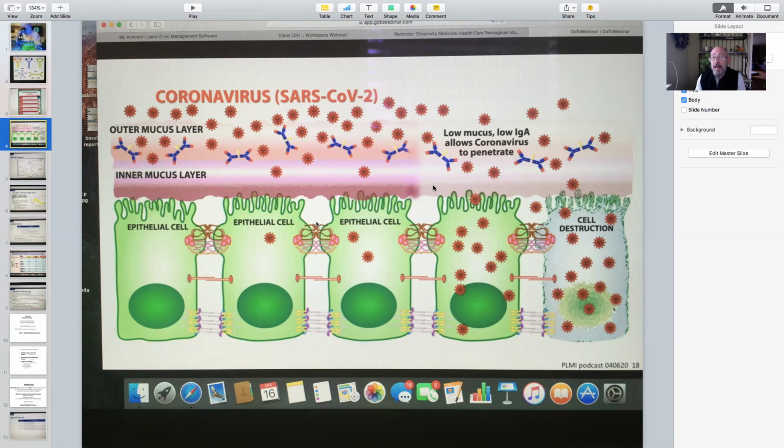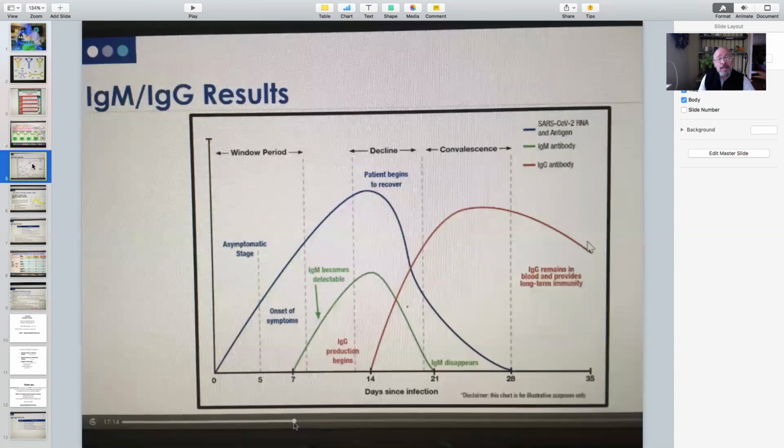So we definitely want to have a robust mucosal immune response. The good news is that can be tested very easily through saliva testing. We'll get into that a little bit later. So let's take a look now at the different timing of antibodies.